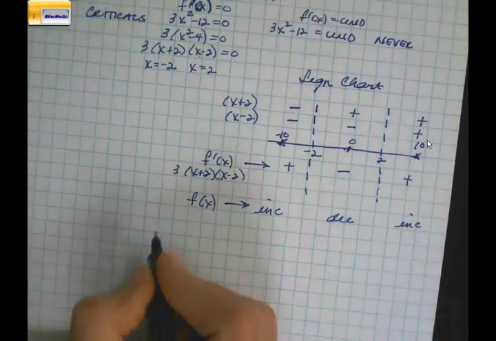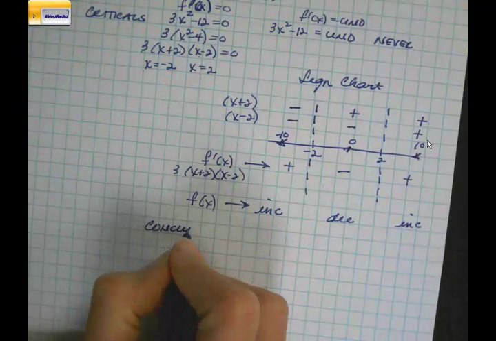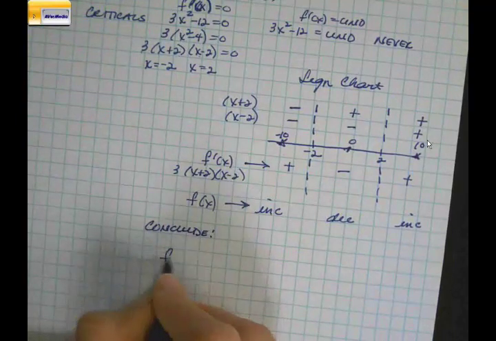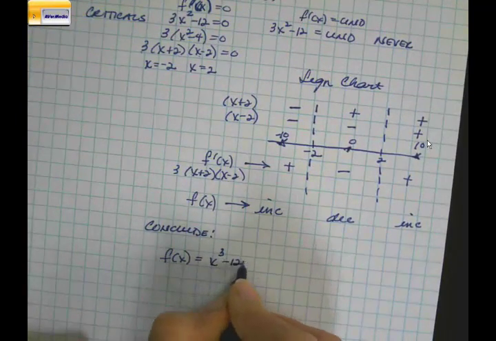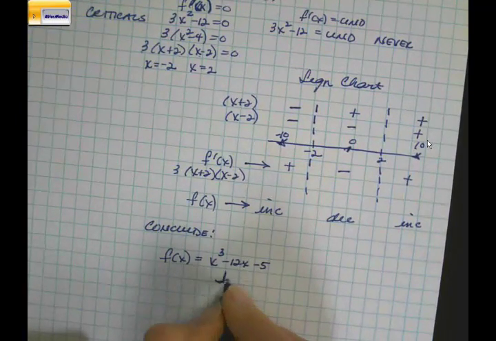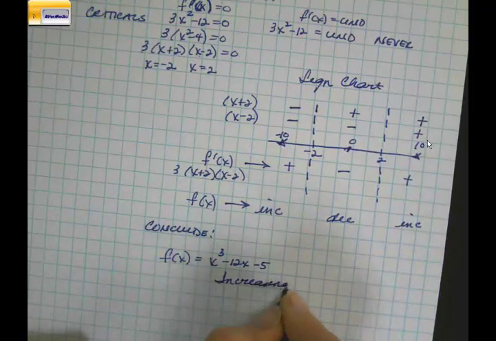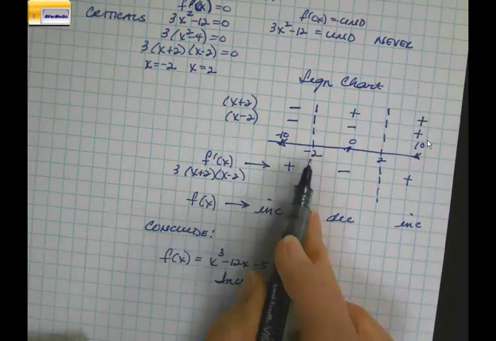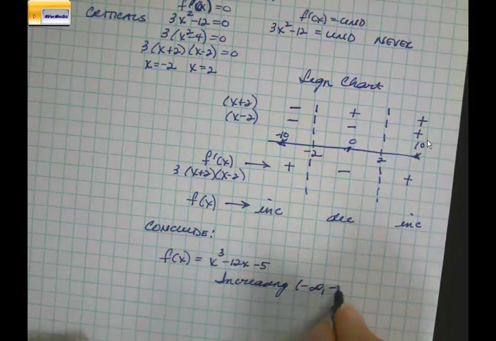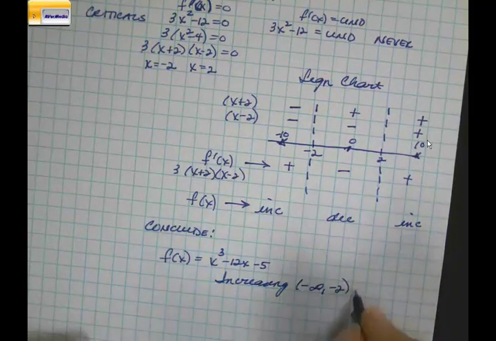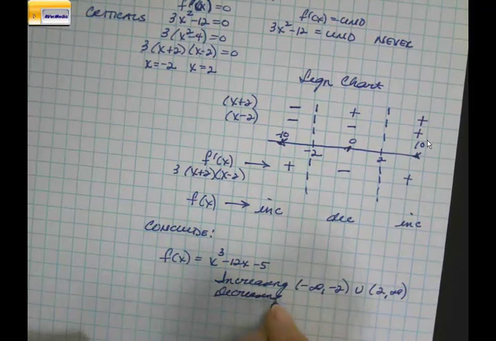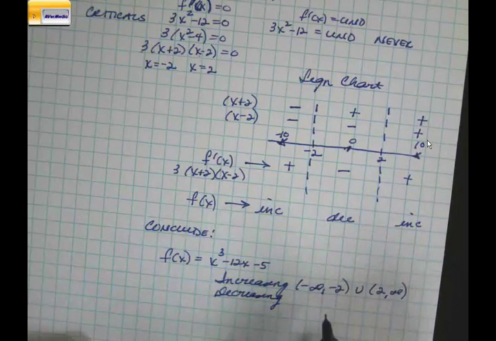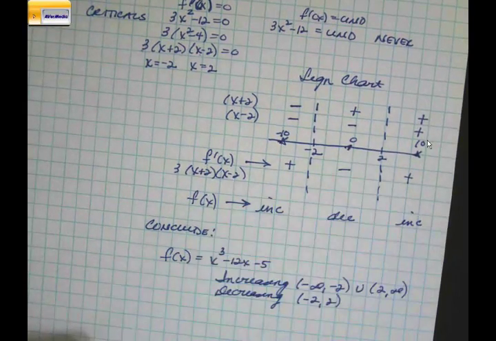So I conclude f of x, which is the cubic function, is increasing from negative infinity to negative 2, and where else? And 2 to infinity. And it is decreasing where? From negative 2 to 2, where it is negative.